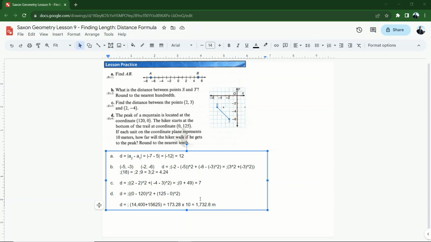To multiply by 10 at the end would have been the same as multiplying each of these numbers by 10 at the beginning. And that's how you work this problem set. You are ready to use the distance formula in solving problems. Go ahead and get started on 1 through 30.